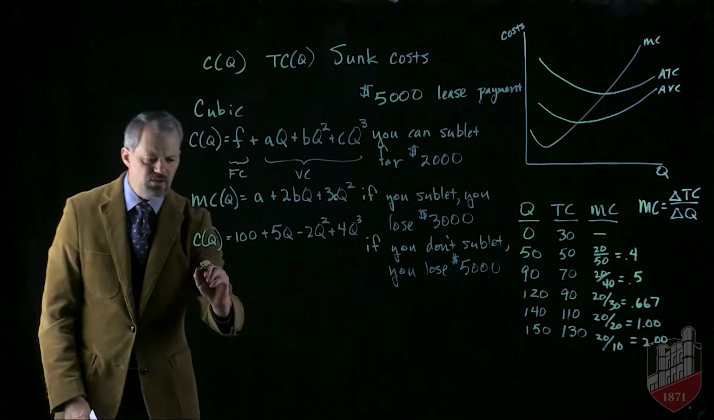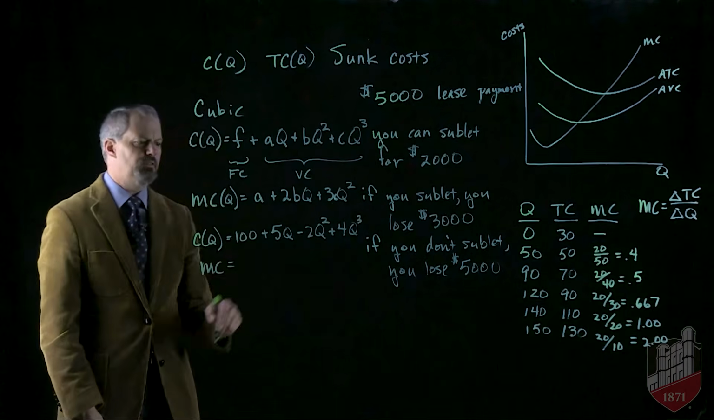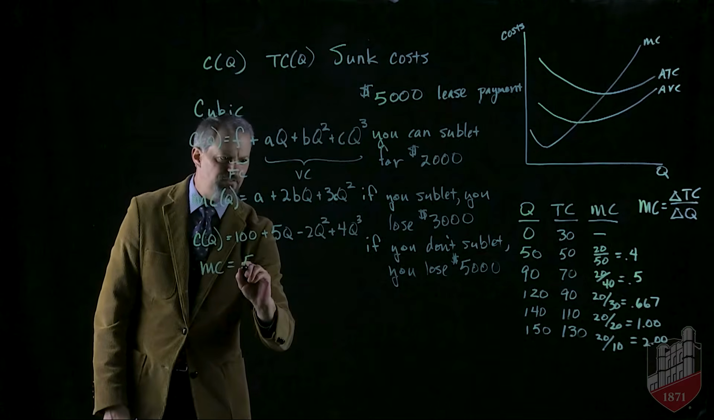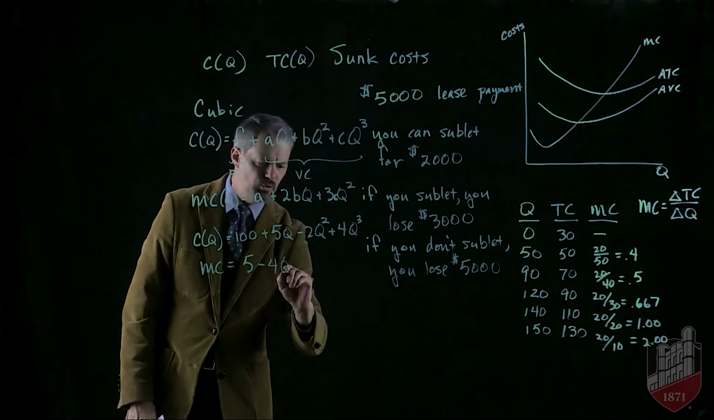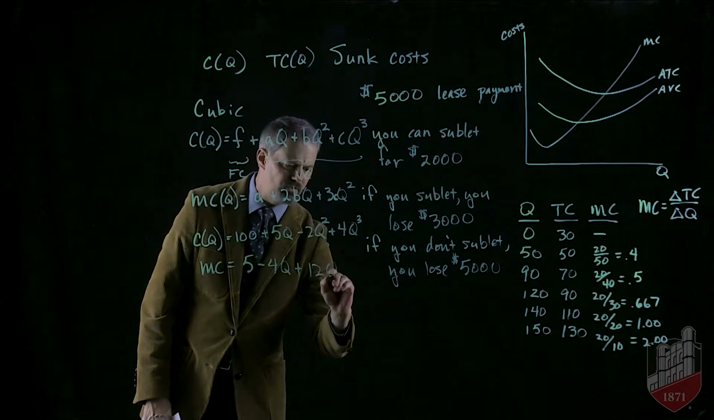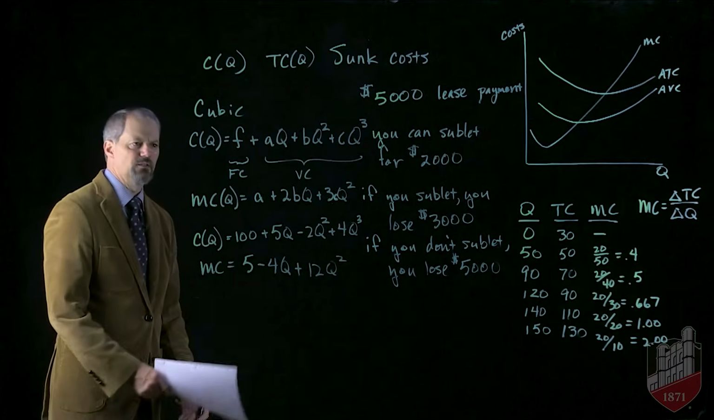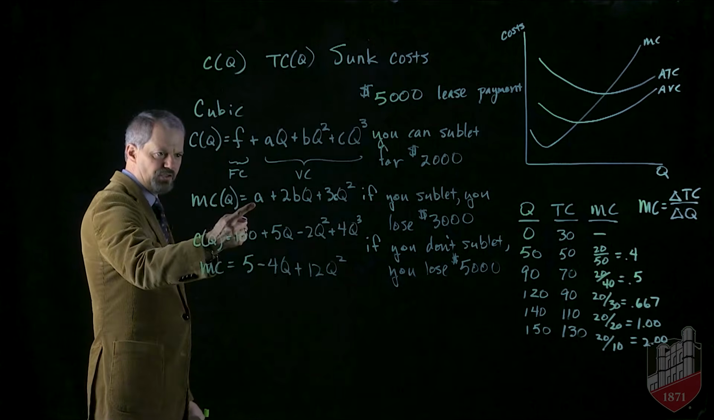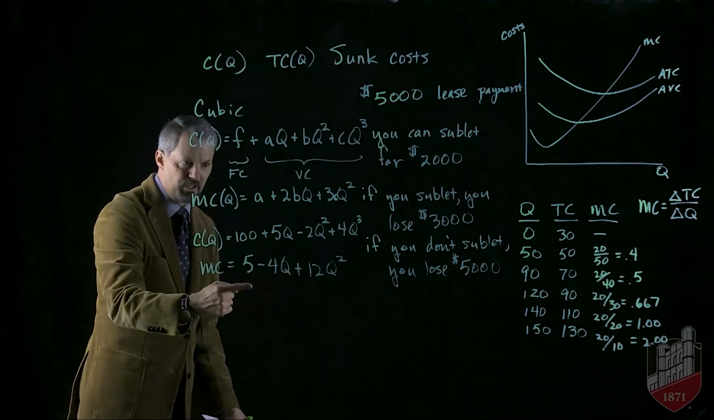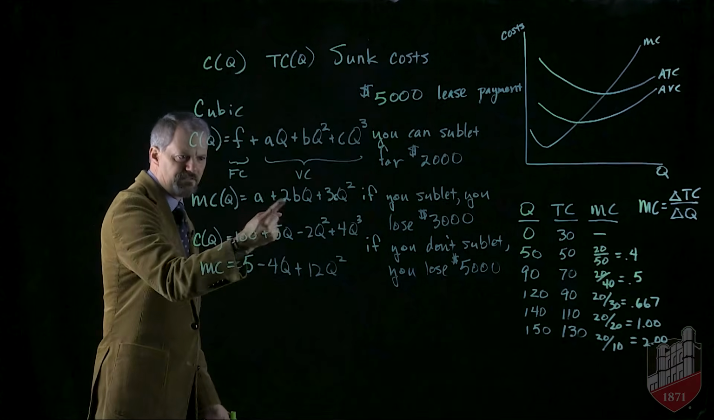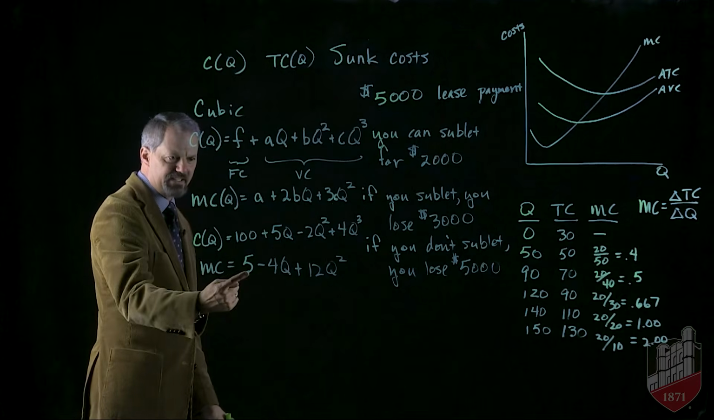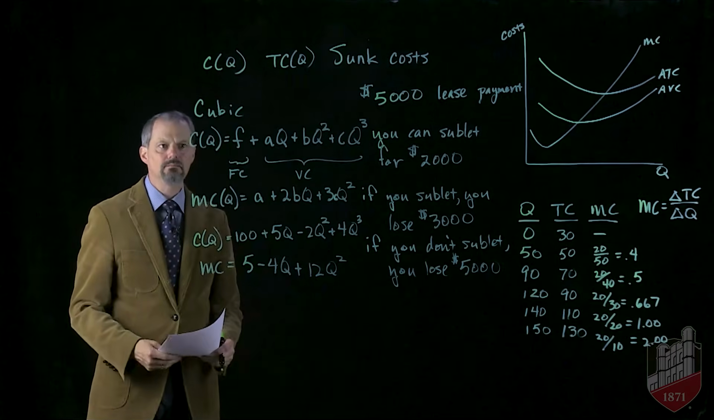Well, our marginal cost would be, if you take the derivative of that, you get 5 minus 4Q plus 12Q squared. And you can verify that. I know how to take a derivative, but if I didn't, you can verify that this matches up with that. So there's a cubic cost function.